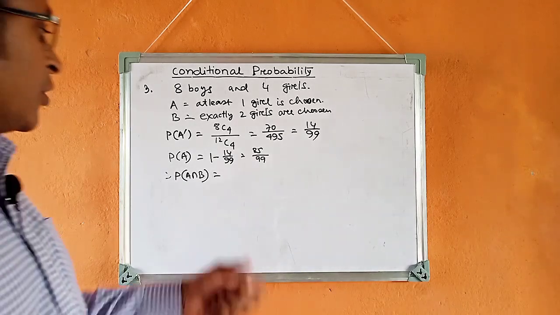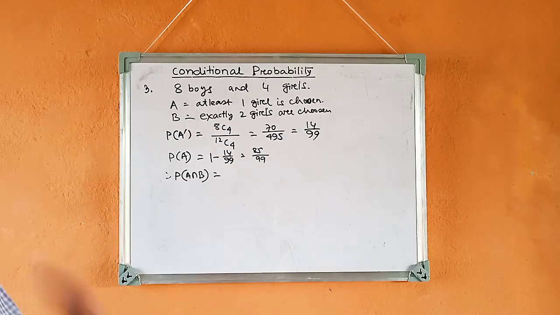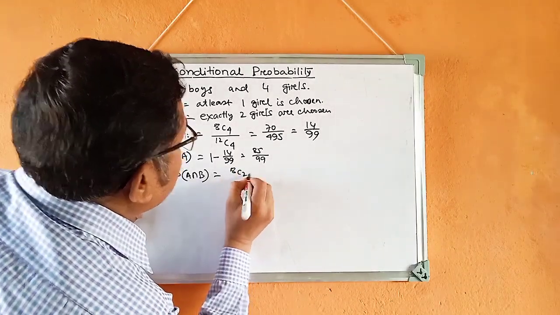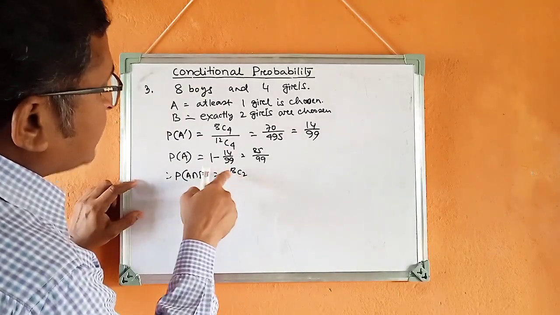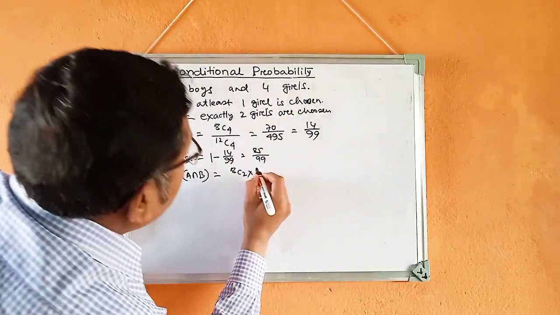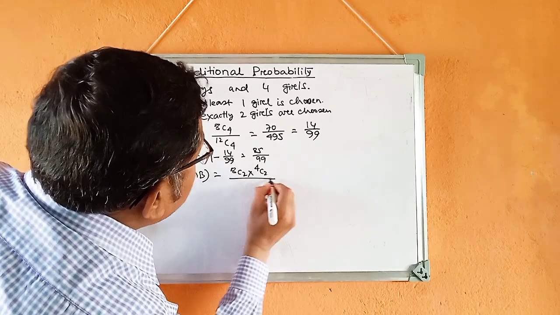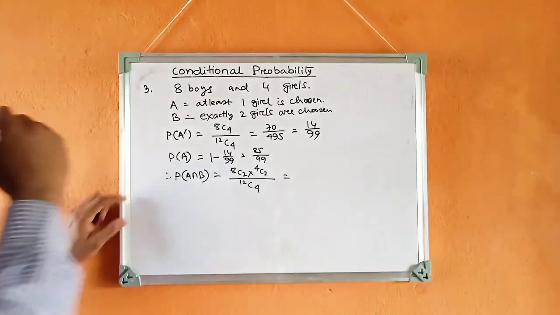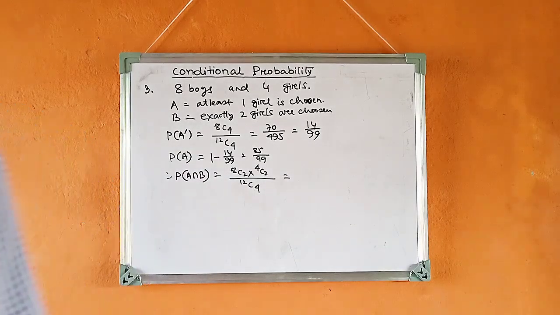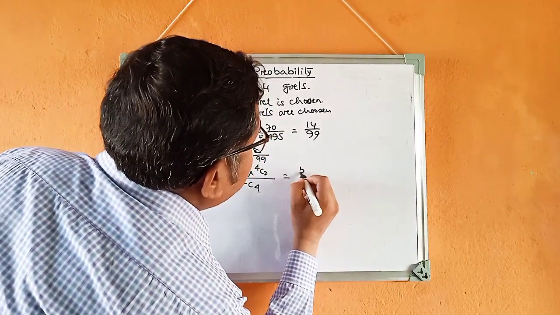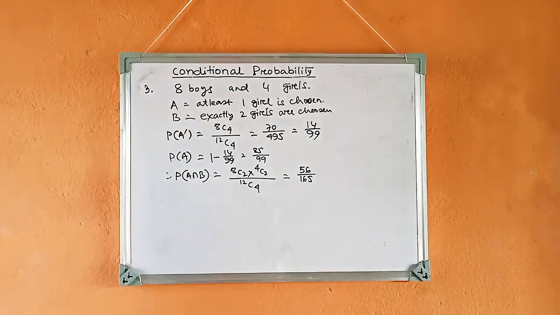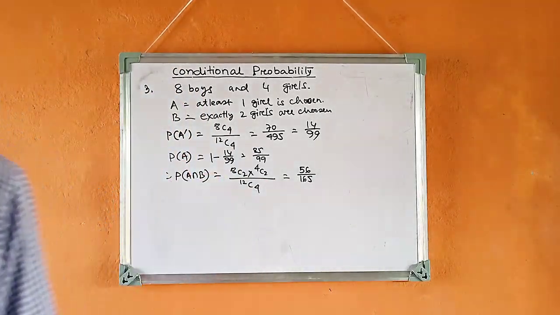Find the probability of choosing two boys and two girls. From 8 boys take 2, 8C2, into from 4 girls choose 2, 4C2, divided by total outcomes 12C4. After calculation we get 56 divided by 165. Got it? So we get P(A intersection B).